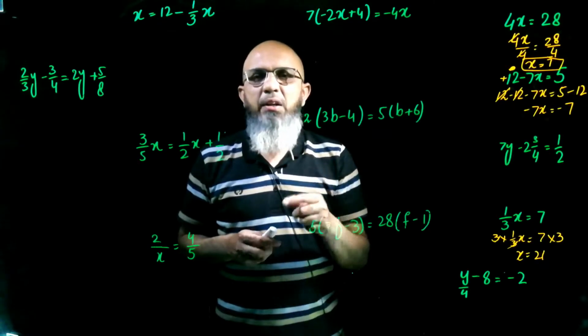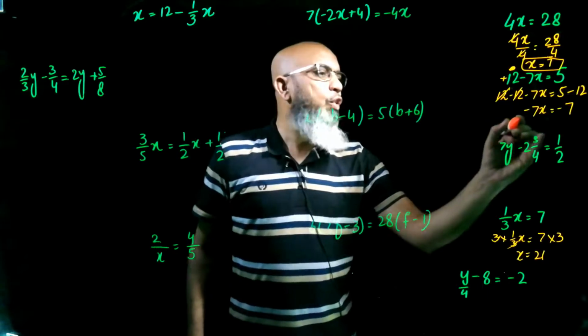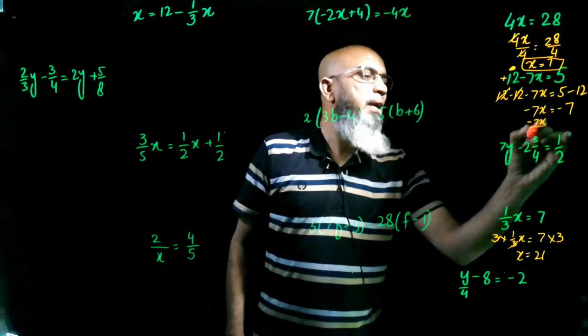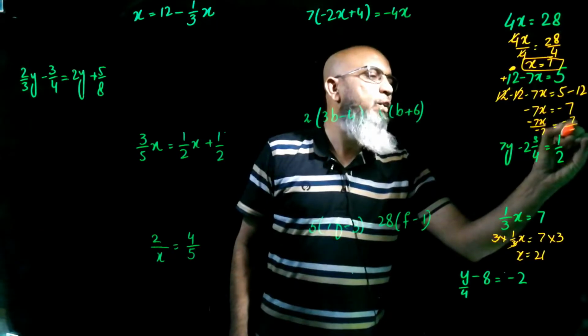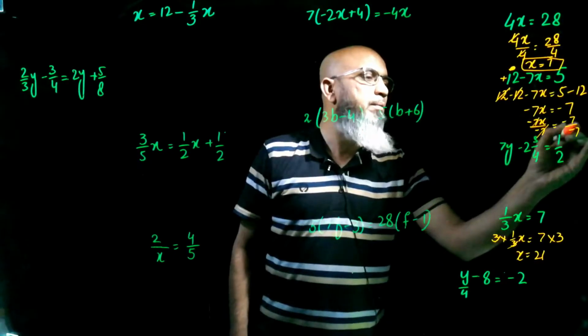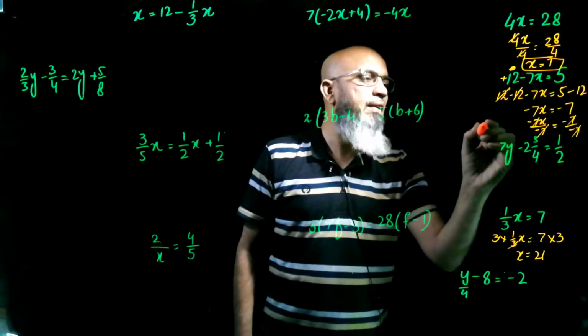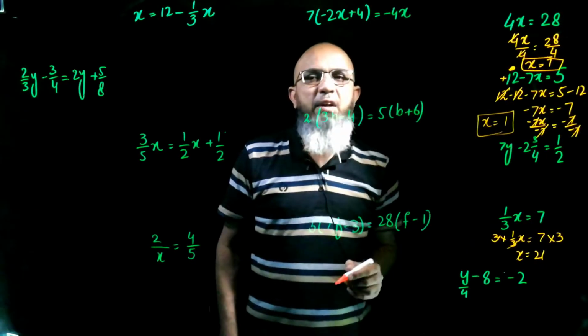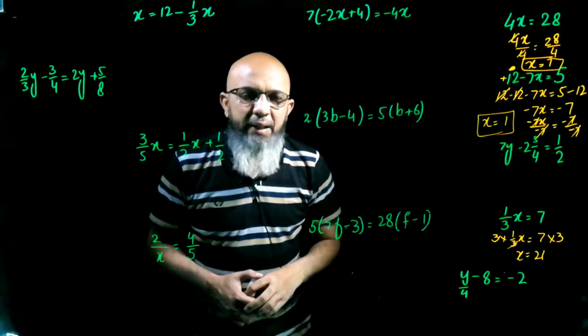Keep this rule in your mind, it will help you. So what will we do? Divide by minus 7: minus 7x over minus 7 is equal to minus 7 over minus 7. Minus 7 cancels with minus 7, minus 7 cancels with minus 7. So at the end we get x is equal to positive 1, because minus cancels with minus.